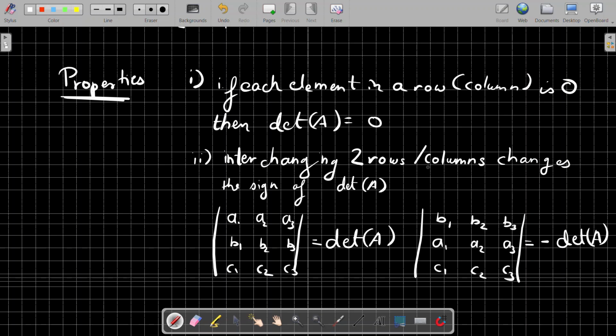Interchanging two rows or two columns changes the sign of the determinant. Basically, over here, if, for example, your determinant was minus 54, like in our previous case, then interchanging any two rows or any two columns will give us 54 over here. Now, property number 3.